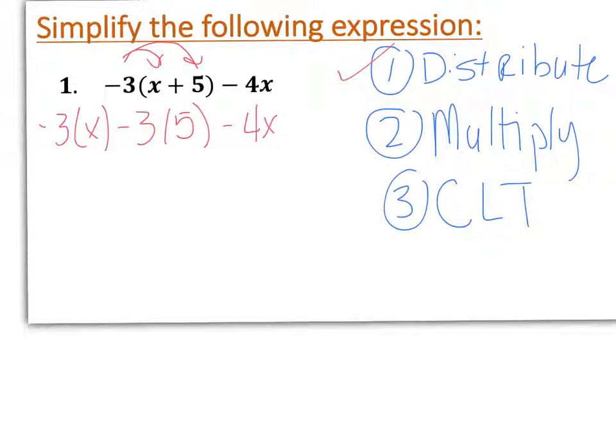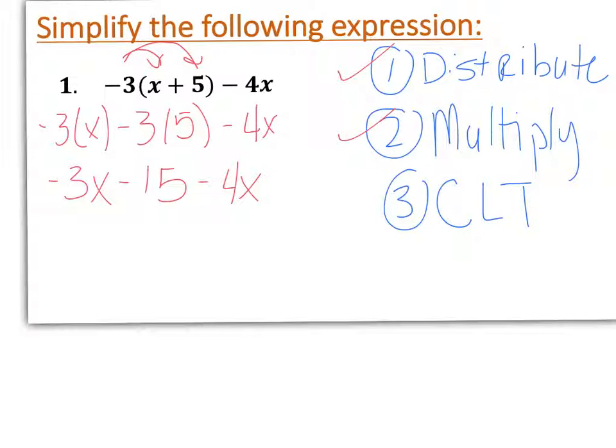Now we need to multiply. -3 times x is -3x. -3 times 5 is -15. And I still have this stubborn little -4x I can't do anything with yet. But now I can, so I multiplied. Now we're going to combine like terms.